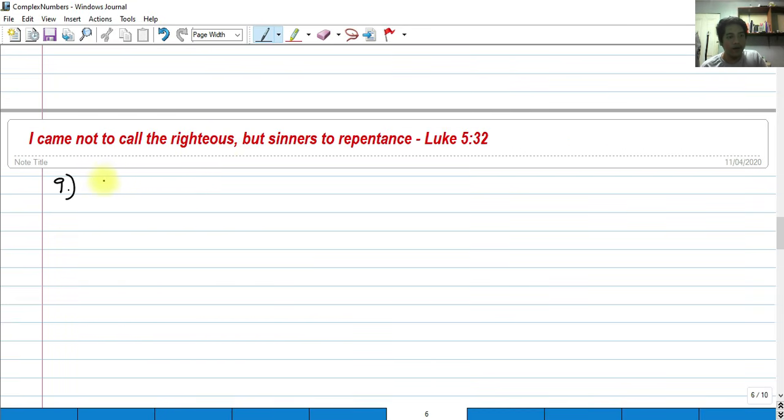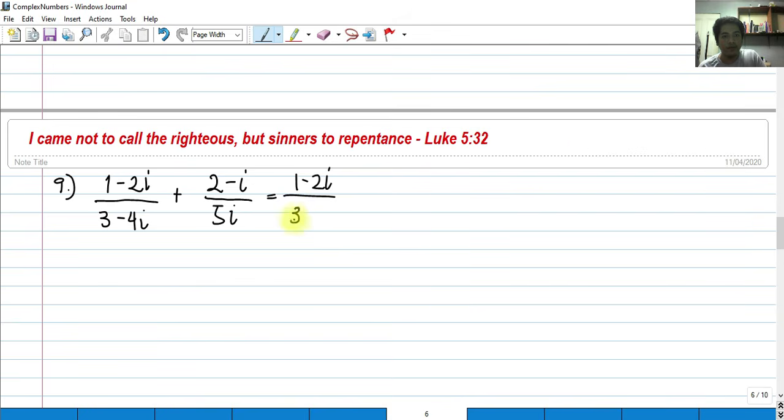So for number 9, we have 1 minus 2i over 3 minus 4i, plus 2 minus i over 5i. So again, we are going to multiply each term by the conjugate of the denominator. So this must be 3 plus 4i over 3 plus 4i.